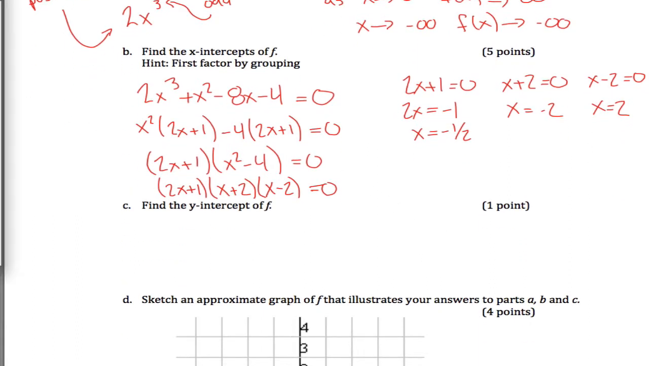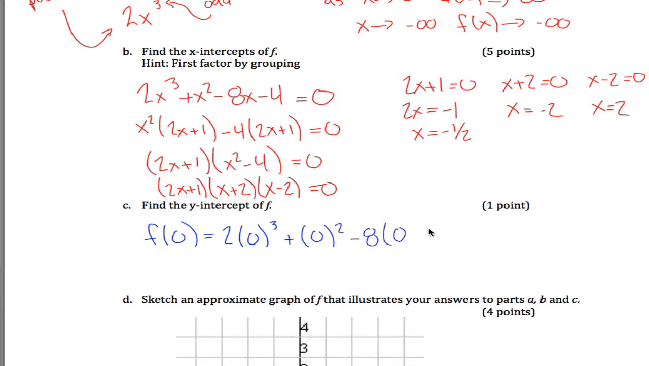All right, find the y-intercept of f. The way you find the y-intercept is you just make the x value equal to 0. So I take my equation and I change all the x's into zeros. Probably don't need to write this. You probably just look at it and tell that we're going to have 0 plus 0 minus 4, which is negative 4. Y-intercept is just negative 4. That's all there is to it. That's why it's only worth 1 point.